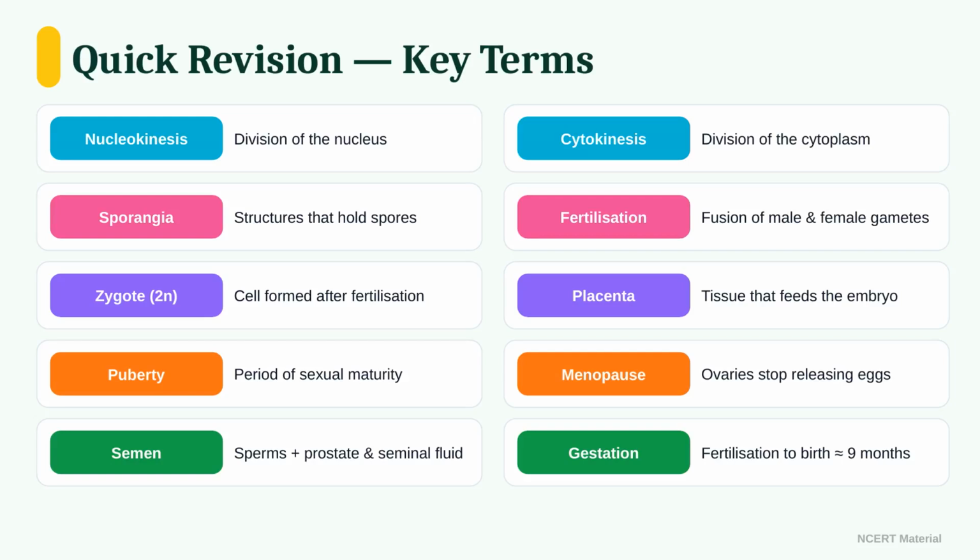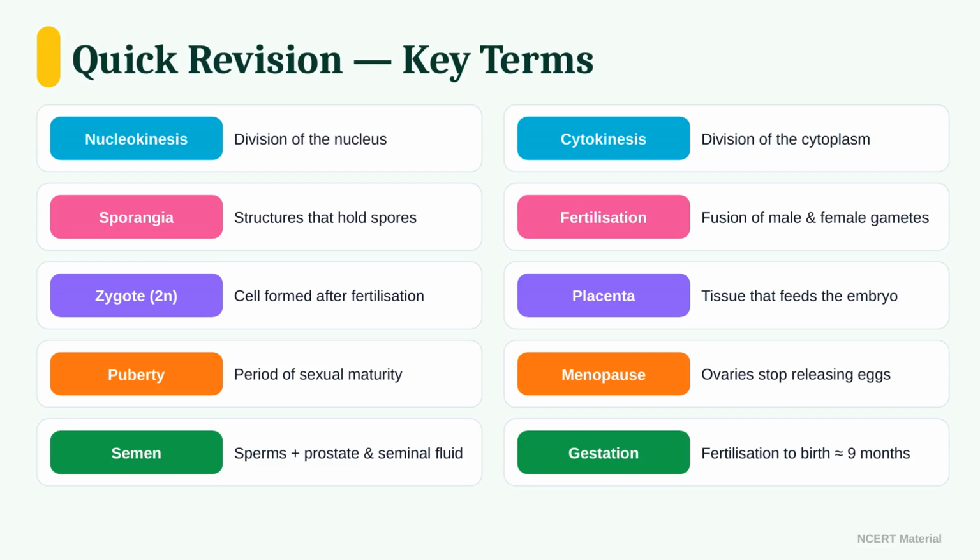Before we finish, let's do a rapid revision of the key terms. Nucleokinesis is division of the nucleus. Cytokinesis is division of the cytoplasm. Sporangia are the structures that hold spores. Fertilization is the fusion of the male and female gametes. The zygote is the cell formed right after fertilization. The placenta is the tissue that feeds the embryo.